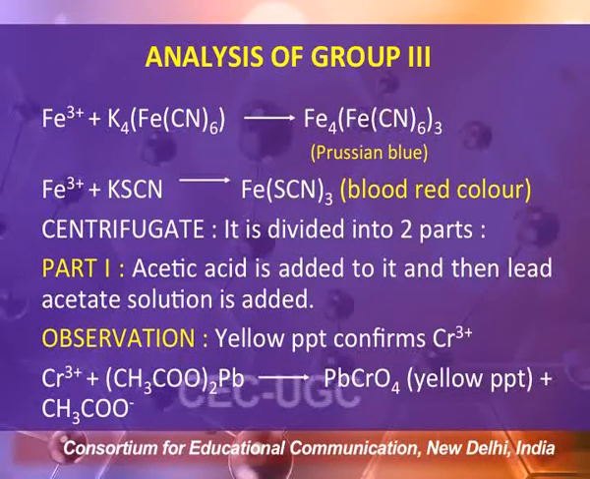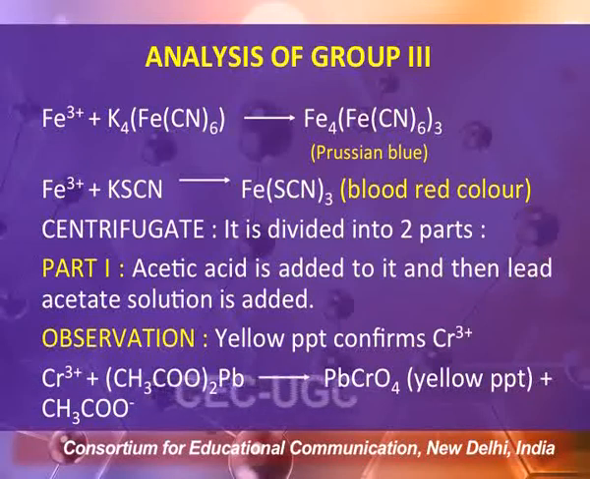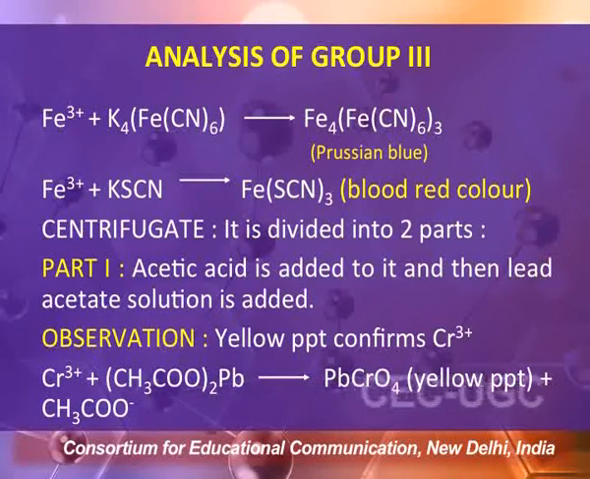To the first part, acetic acid is added and then lead acetate solution is added. If upon performing the above experiment procedure a yellow precipitate is obtained, it confirms the presence of chromium ions in the mixture. And the chemistry which explains this procedure is that chromium ions react with lead acetate to form lead chromate, which is giving a yellow precipitate, and along with that acetate ions are in the solution.